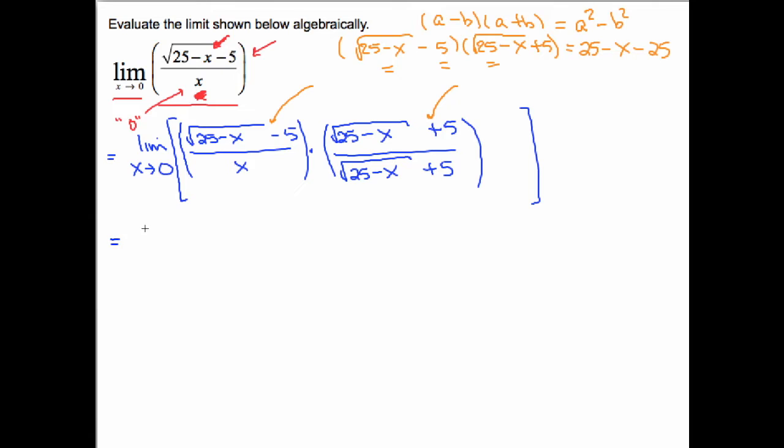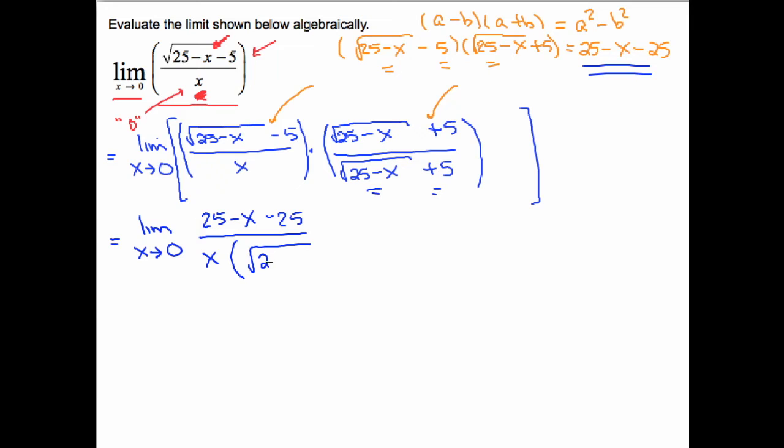This is equal to the limit as x approaches 0. And in the numerator, what did we end up finding out? We had 25 minus x minus 25. And in the denominator, we had x times the square root of 25 minus x plus 5.